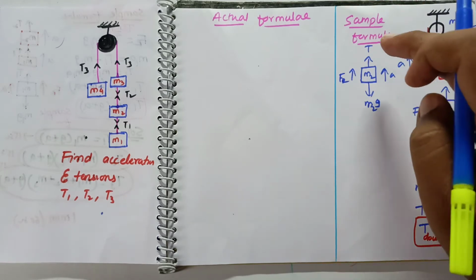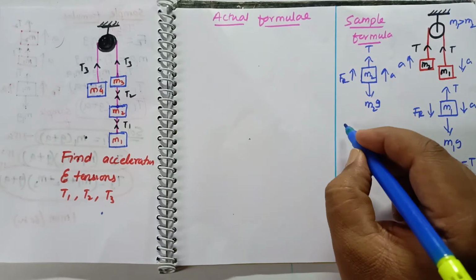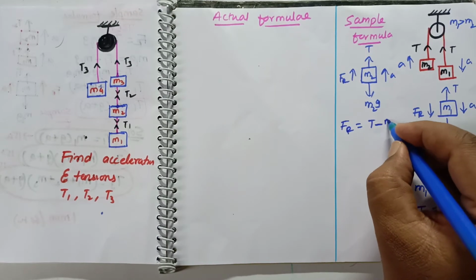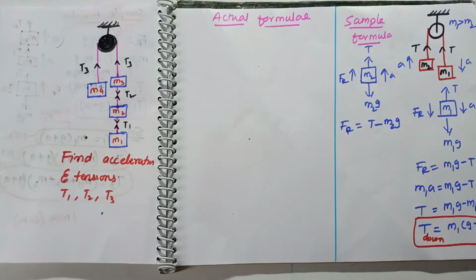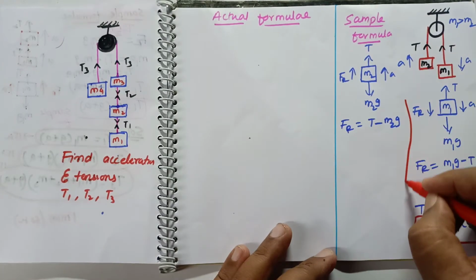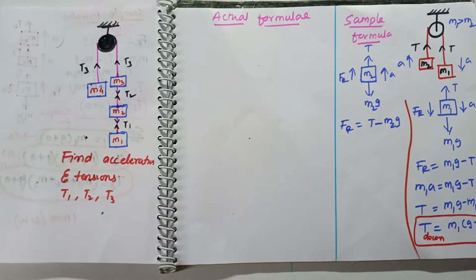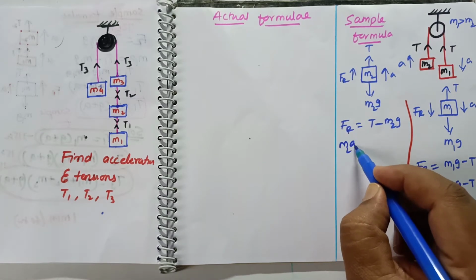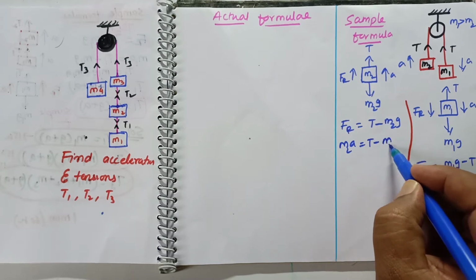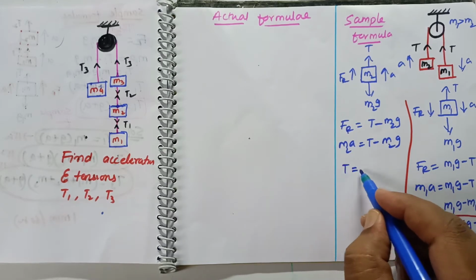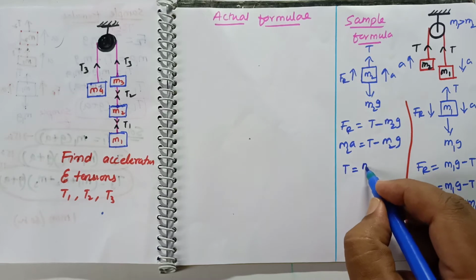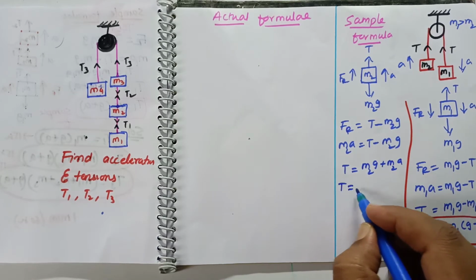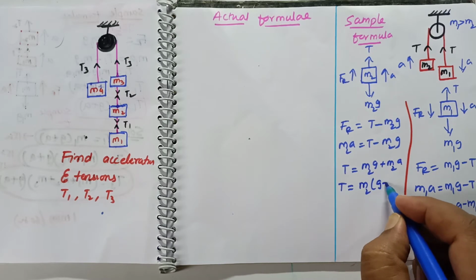What is the meaning? The upward force is dominating the downward force. Then the resultant force will become the dominating force minus the downward force, that is m2 into g. If you understand this one, it is very simple to do the problem. So now let us see. According to Newton's second law, Fr can be taken as m2 into a, that is T minus m2 into g. So you will take T to the left side and m2g to the right side, so m2g plus m2a, that is m2 into (g plus a).